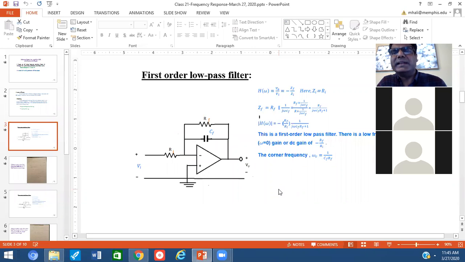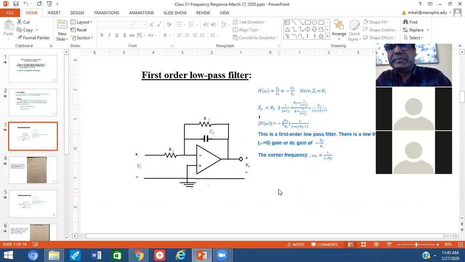Then the third line is H(omega) equal to minus Rf over Ri multiplied by 1 over 1 plus j omega Cf Rf. This is just the calculation. You can easily understand that, or if you have a pen and paper, you can calculate.